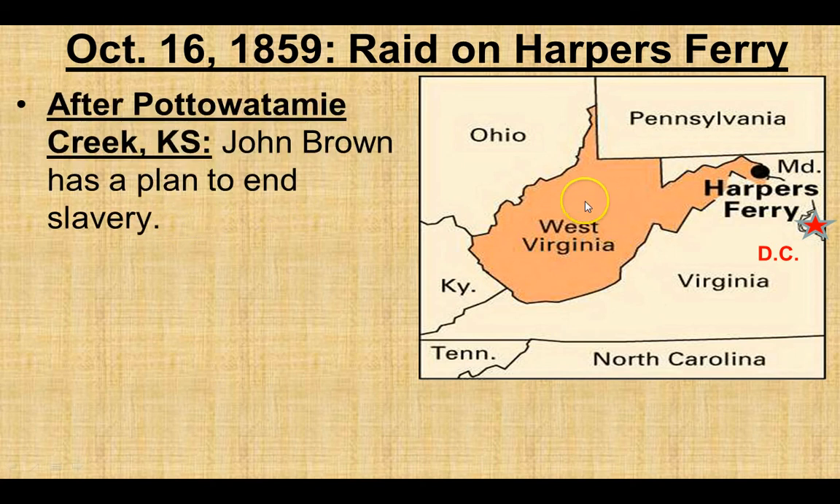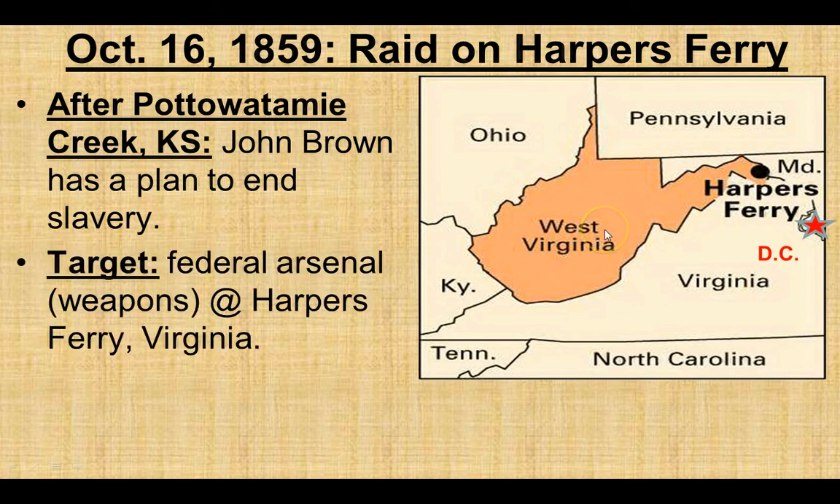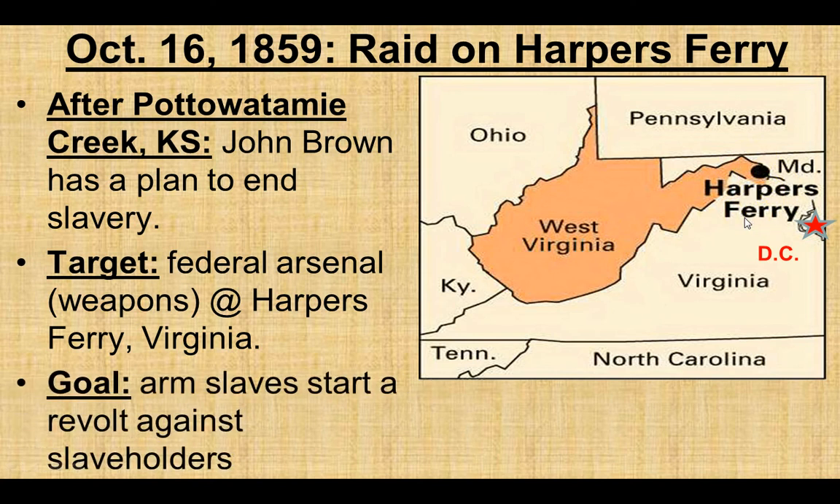Now this is West Virginia and Virginia as we see it today. This was really all Virginia at the time. His plan to end slavery was to try and start a slave insurrection. And his target was a place called Harpers Ferry, which had a federal arms depot, a military depot where the military and the government housed weapons and such.